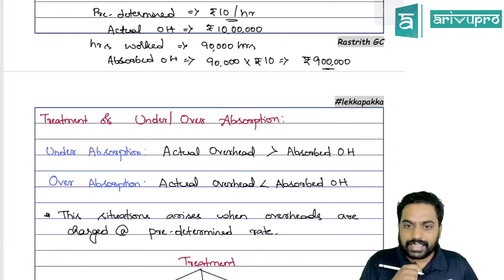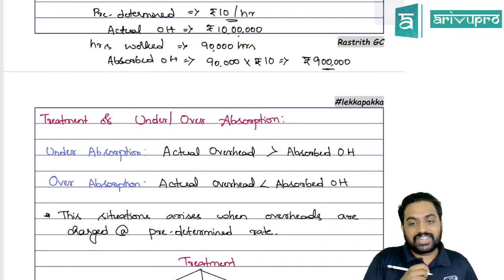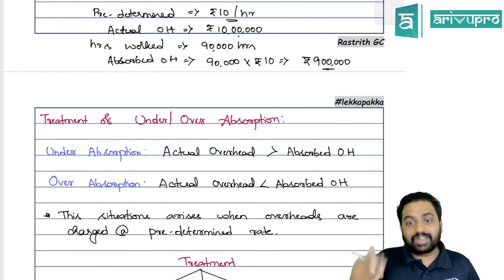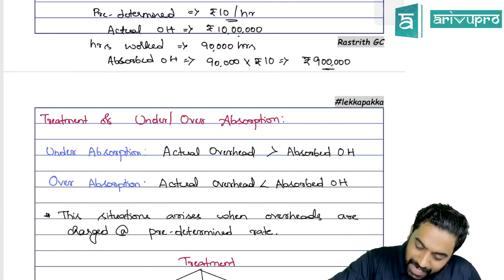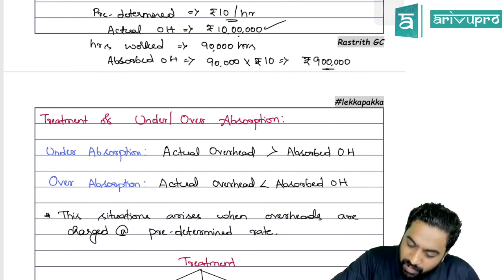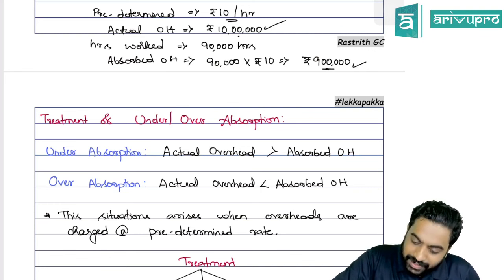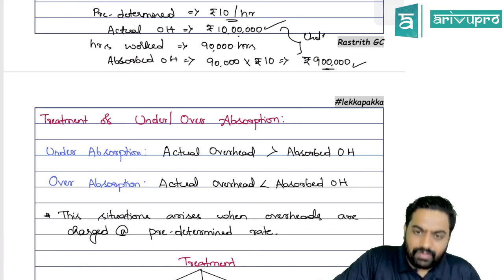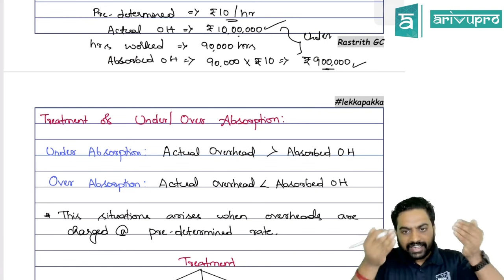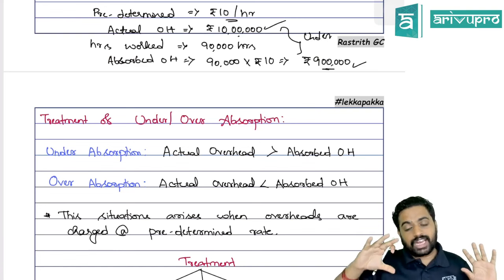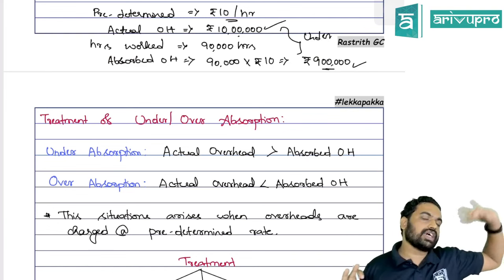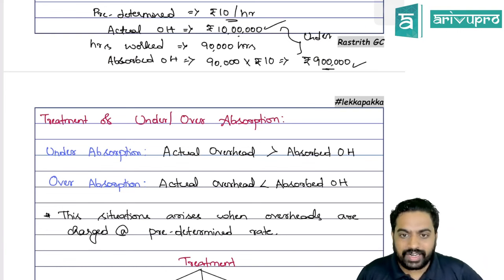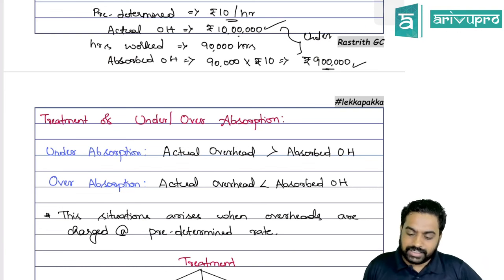We absorbed rupees 9 lakh, but actually it is rupees 10 lakh, which means we are yet to recover more, right? We should recover more. When the actual overhead is more than the absorbed overhead, that situation is called under absorption. Our recovery is less, under recovery, under absorption. Whereas if our actual is less but what we recovered is more, then that difference is called over absorption.